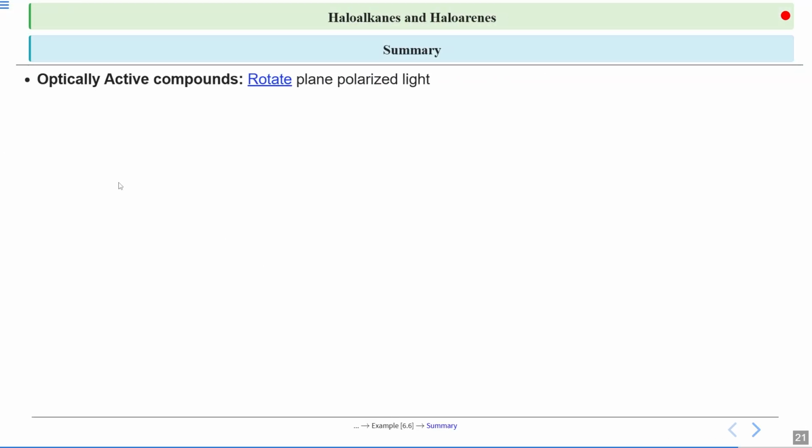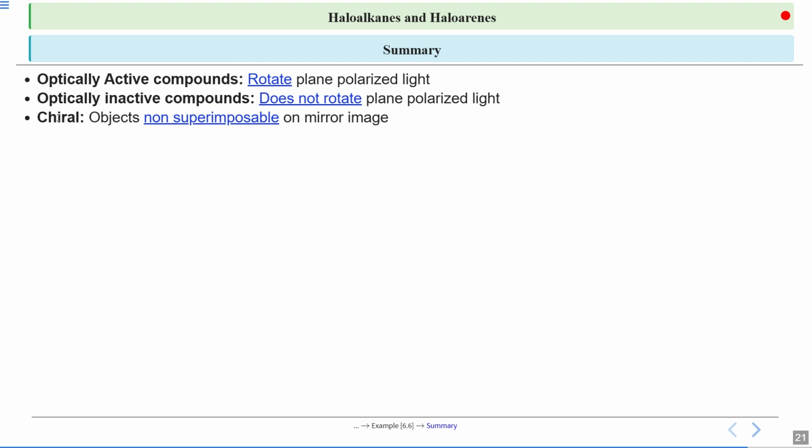Let's see the summary. We have covered optically active compounds. They are the compounds that can rotate the plane of plane polarized light to the left or the right direction. Optically inactive compounds, the inverse of optically active compounds, do not rotate the plane polarized light. Chiral objects are those that are non-superimposable mirror images. Achiral objects are those that can be superimposed on their mirror image. The achiral objects are superimposable mirror images.